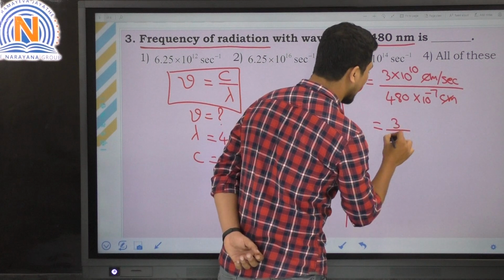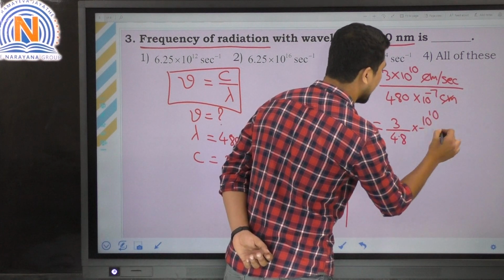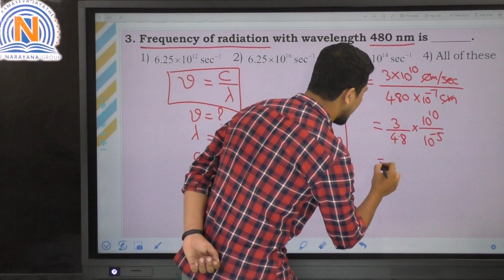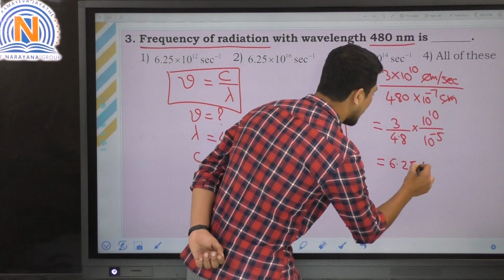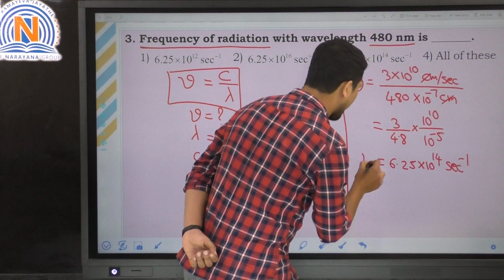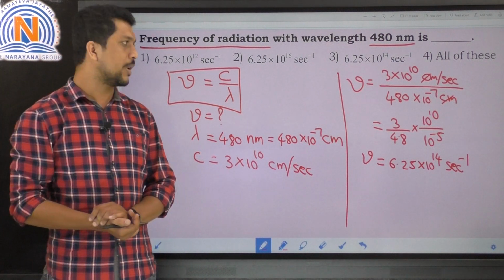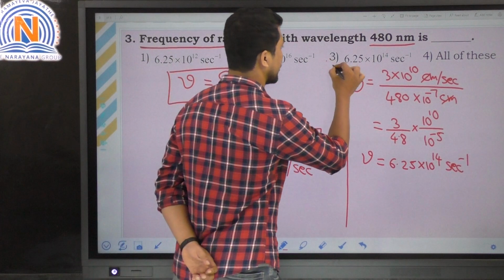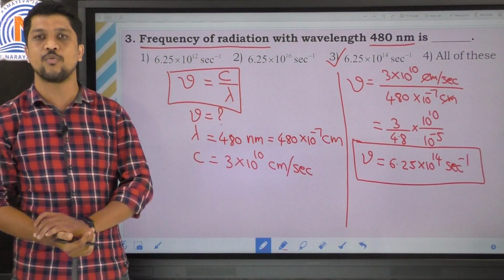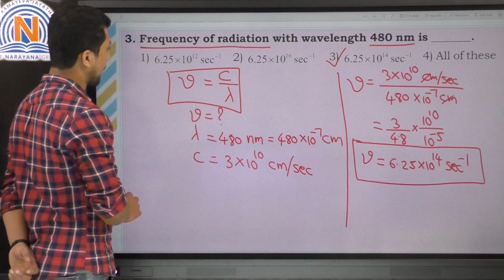Centimeter will cancel. So 3 by 4.8 into 10 power 10 by 10 power minus 5. If you solve this, you will get 6.25 into 10 power 14 second inverse. So what is the correct option? The correct option is the third option. This is the frequency of a radiation which has the wavelength around 480 nanometers. Clear? Let's move on to the next problem.